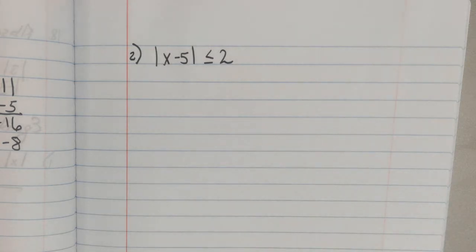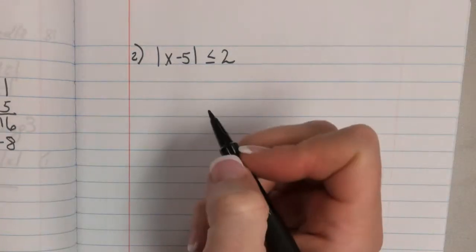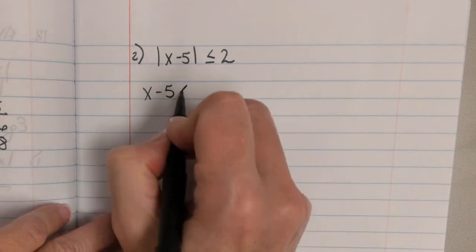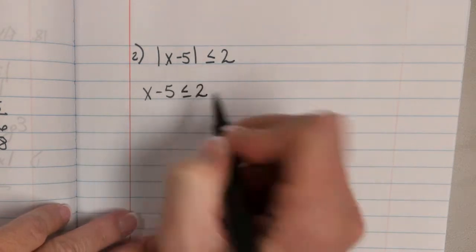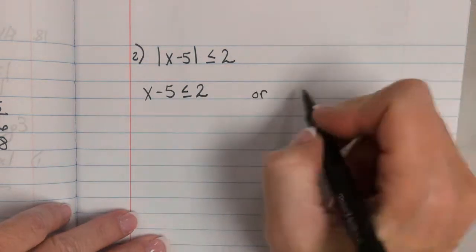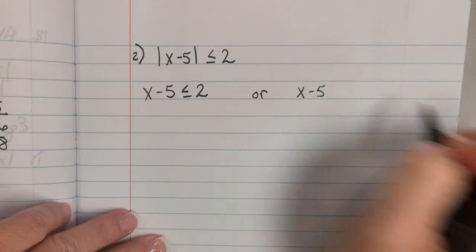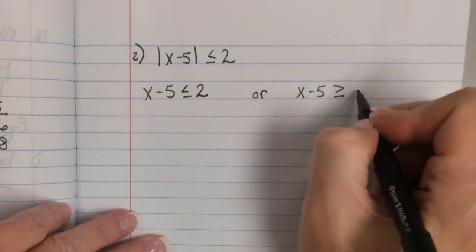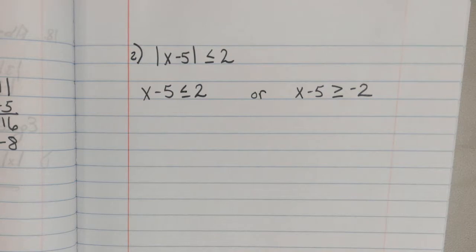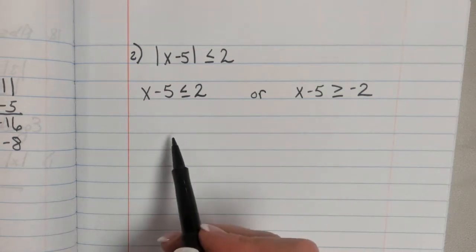Okay, let's see. Brianna, how did you set up your first inequality? X minus 5 is less than or equal to 2. Okay, all right. X minus 5 is greater than or equal to -2. Good. How many got it set up correctly? Good. Okay, awesome. All right, Brianna, go ahead with this first one and solve that for me.